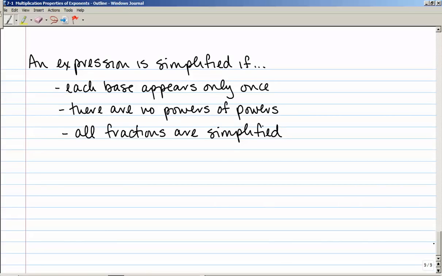So how do you know if you're done with a problem, if you've completely simplified it? An expression is simplified if each base appears only once. Your solution has only one x, one y, one a, one b. Each base appears only one time in the expression. There are no powers of powers. There's no exponents inside the parentheses with an exponent outside the parentheses. And of course, as always, all of your fractions are simplified.